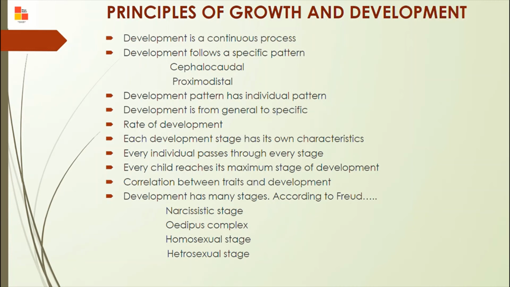Then development has many stages according to Freud. There is the narcissistic stage, Oedipus complex, homosexual, heterosexual. The narcissistic stage is when the child learns from the atmosphere. It is the sensory motor stage. Oedipus complex, he is attracted towards the opposite sex parent, like a girl is attracted towards or more close to the father, and a boy is more close to the mother. Homosexual stage, in friendship, they prefer to have friends of the same sex. Heterosexual, in the adolescent stage, when they are attracted towards the other sex.